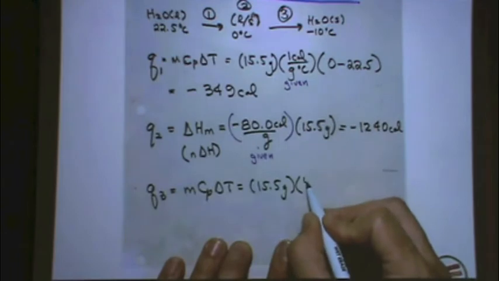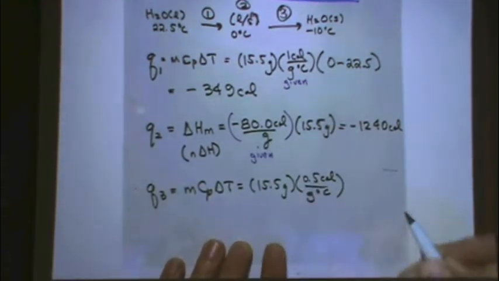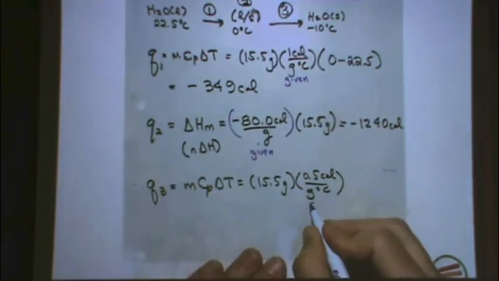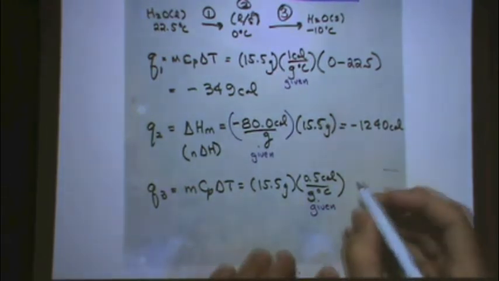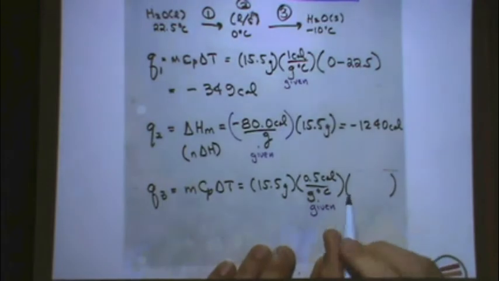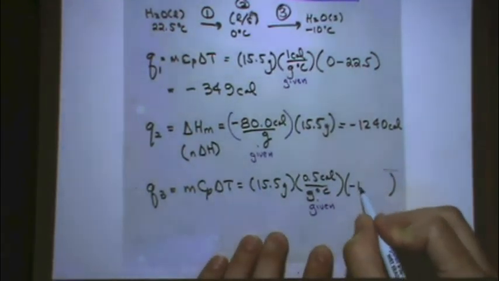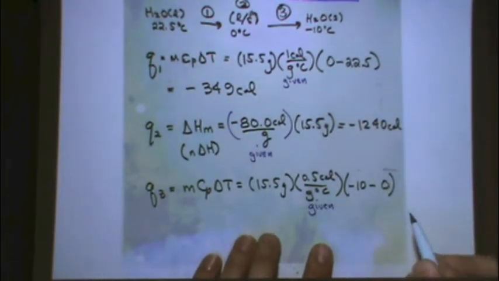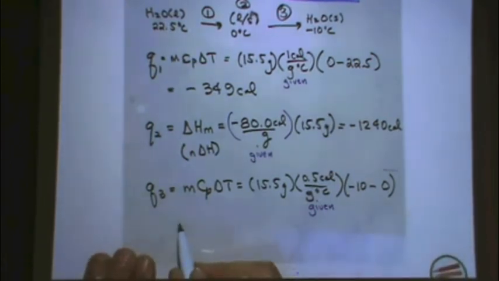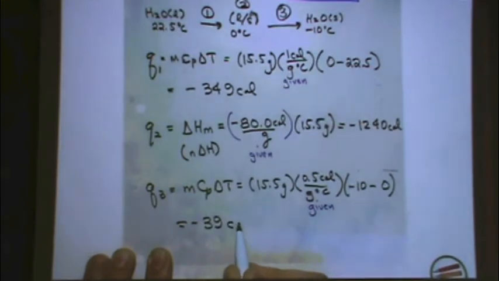This happens to be 0.5 calories per gram degree C. Again, this is a given. That you have to be given in the problem, or you look it up in the textbook if you're doing homework, something like that. Okay, what is the first number in delta T? Should say -10. That's the final temperature minus the initial temperature of 0. This is going to equal -39 calories.